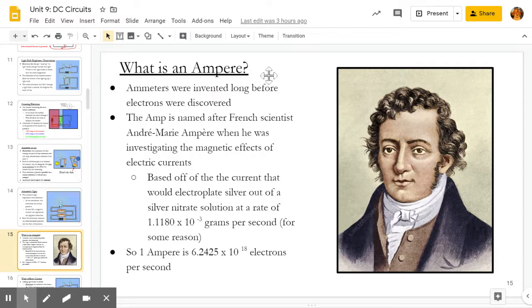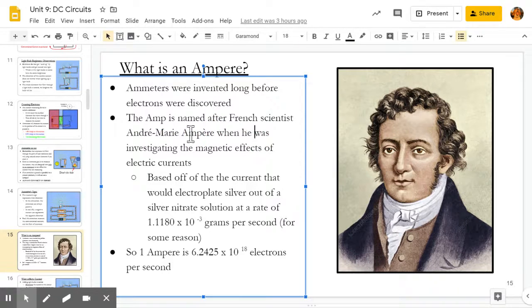So why is it called an ammeter? What is an ampere? Ammeters were invented long before electrons were discovered by some French scientist whose name I will not try to butcher, but his last name is Ampere. He was investigating the magnetic effects of electric currents. He based it off of the current that would electroplate silver out of a silver nitrate solution at some rate, for some reason. That's not really important, but they didn't really know what electrons were, so they did understand that there has to be some kind of flow of charge, and so he defined 1 amp as 6.2425 times 10 to the 18th electrons per second.